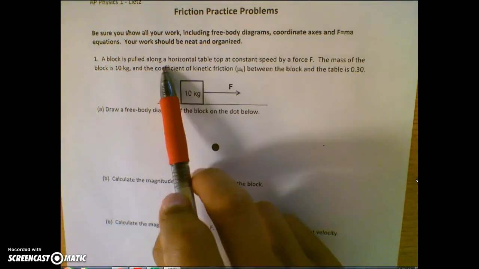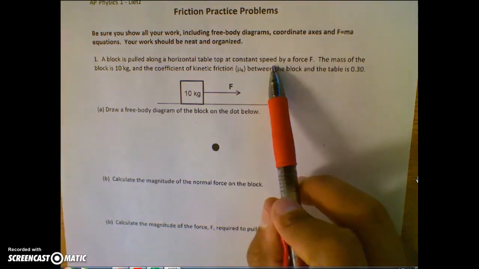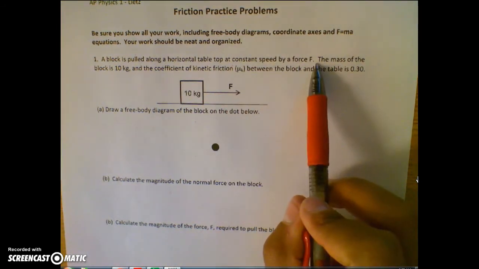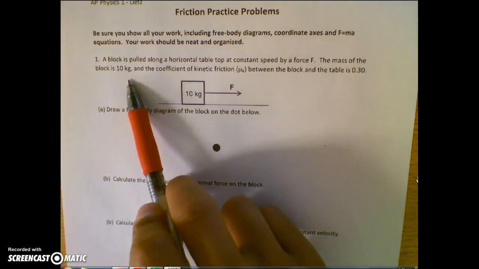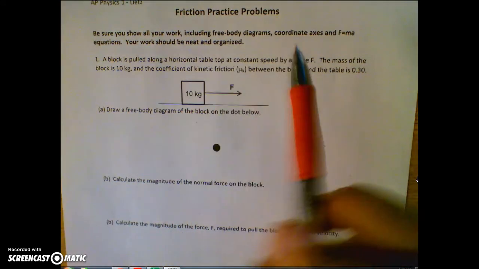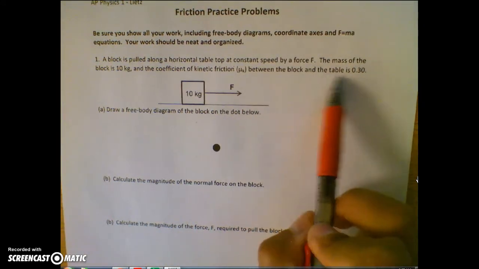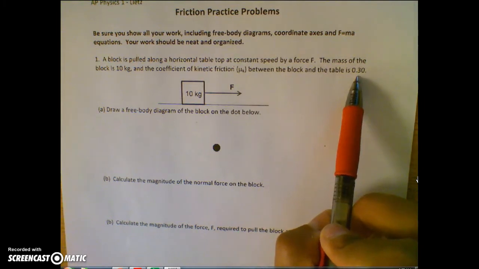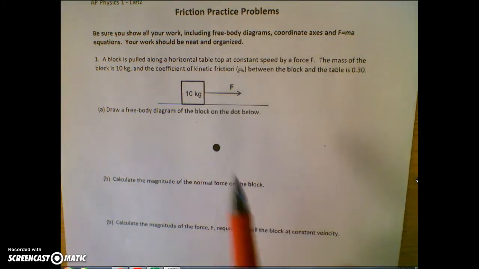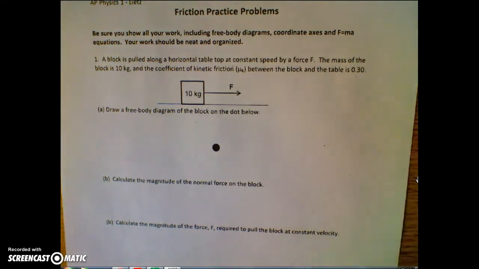A block is pulled along a horizontal tabletop at a constant speed by a force F. The mass of the block is 10 kilograms and the coefficient of kinetic friction, or mu k, between the block and the table is 0.3. Okay, here's a picture. Draw a free body diagram of the block on the dot below.